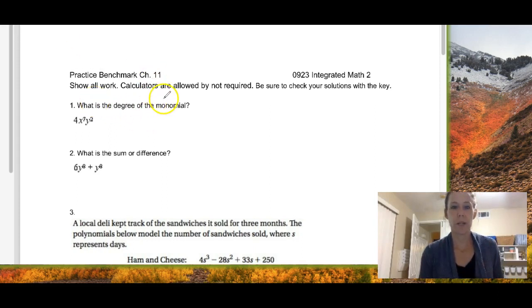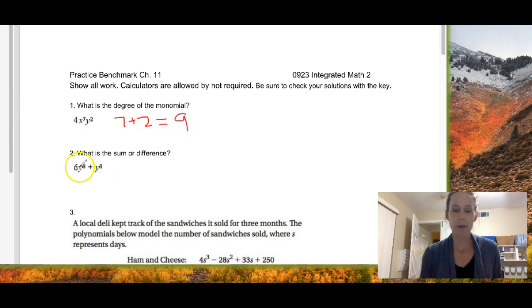What is the degree of the monomial? Looking at this monomial, you have an exponent of 7 and an exponent of 2. Now the degree of the monomial is the sum of the exponents. So we have a 7 and a 2, add those together, and your degree is going to be 9. And there you have it.